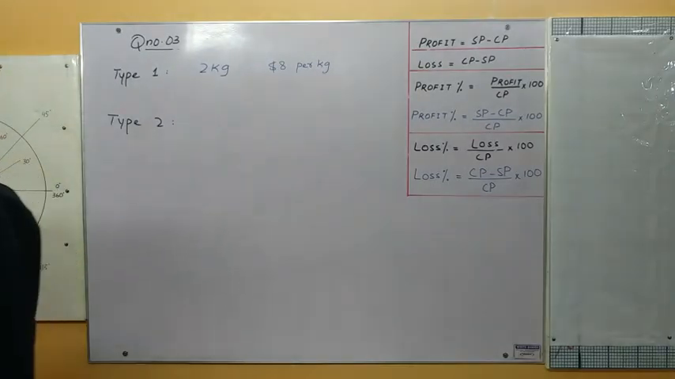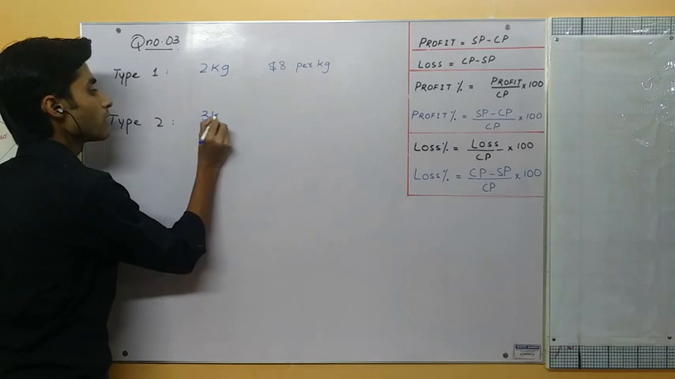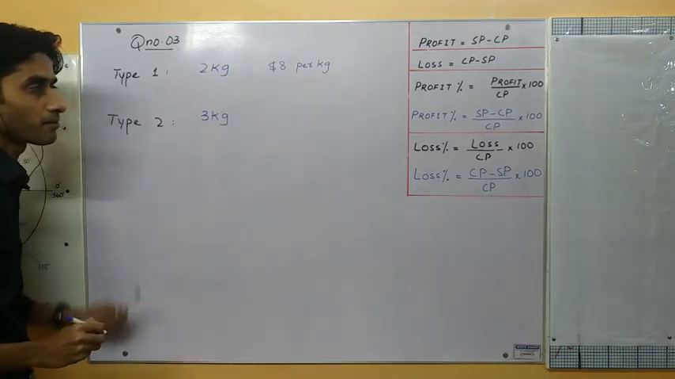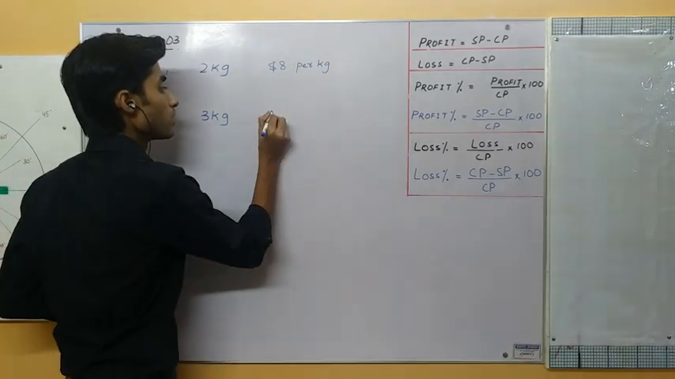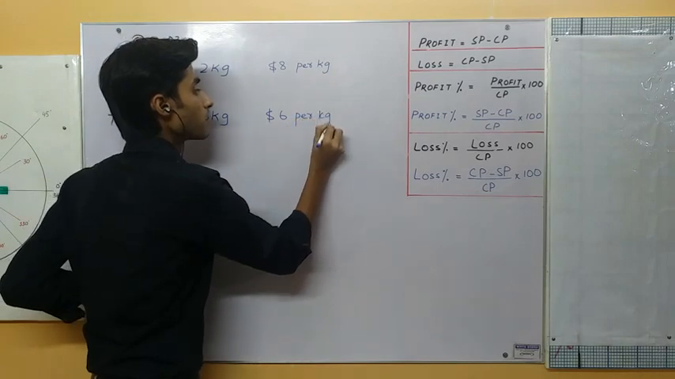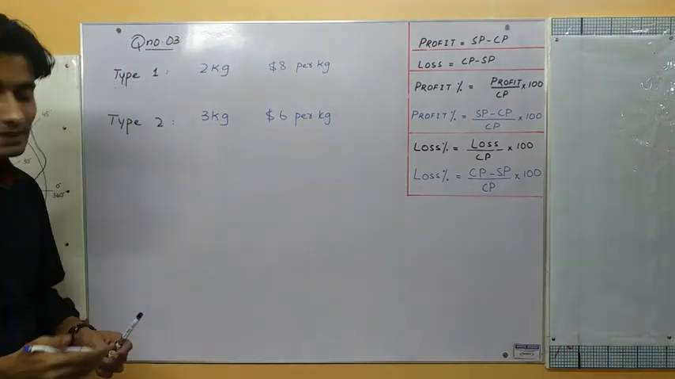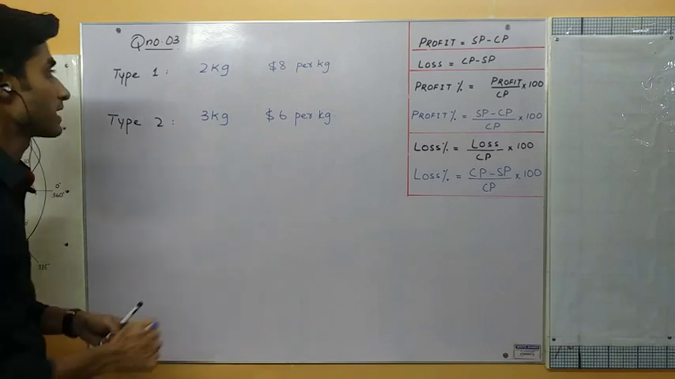Then he mixes another butter in this. How much of that has been mixed? 3 kg of the butter has been mixed, and what is the cost of that butter per kg? That cost $6 per kg. Okay, so what is the total amount of the butter that he has, and what is the total cost here?